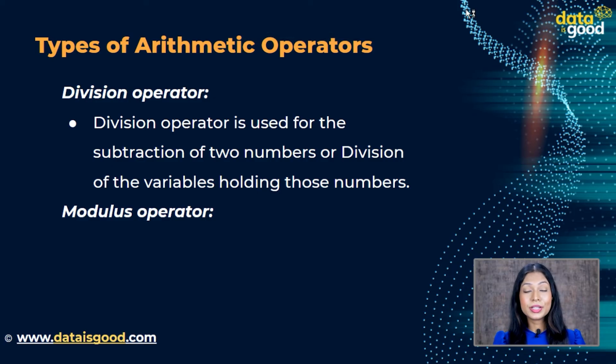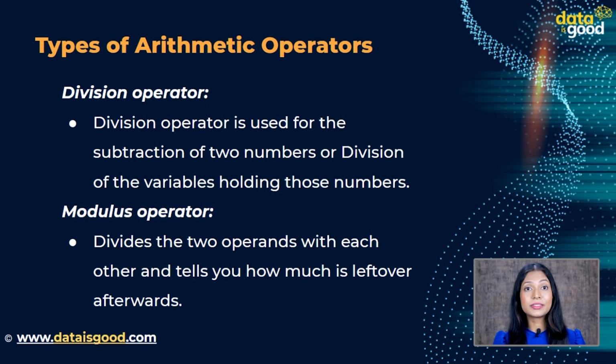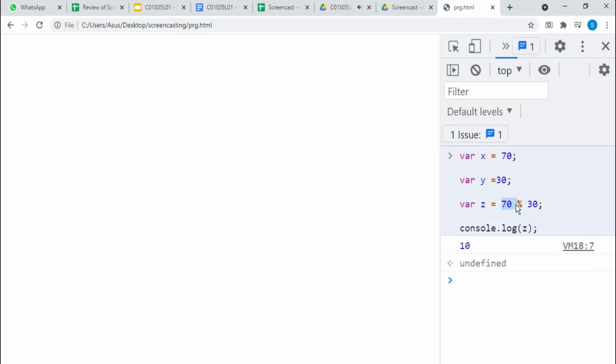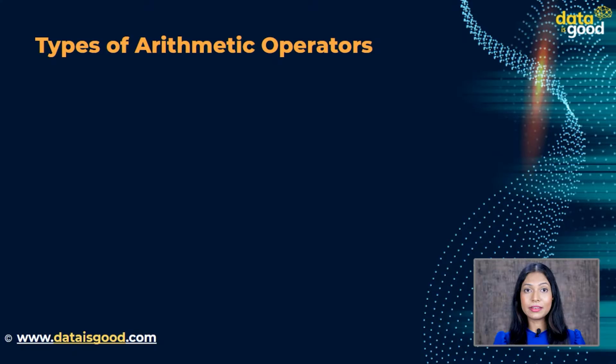Modulus operator. The modulus operator divides the 2 operands with each other and tells you how much is left over afterwards. The remainder of 70 by 30 is 10.